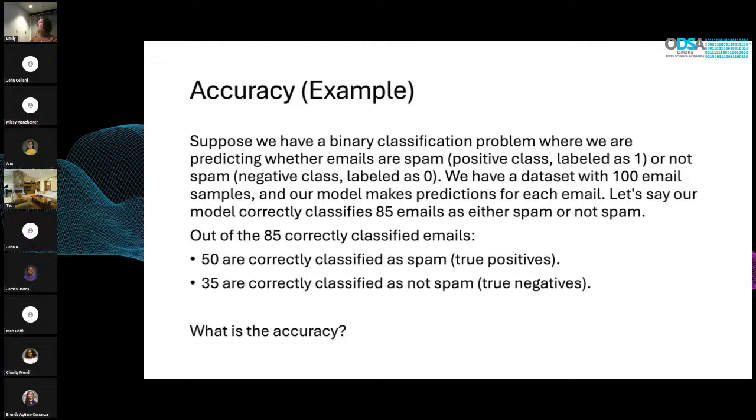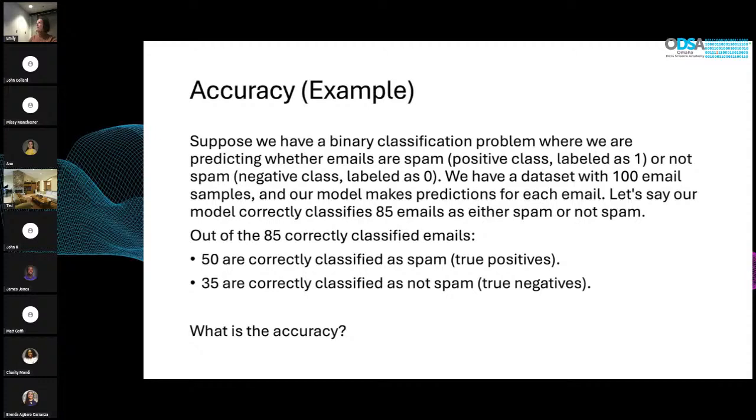Suppose we have a binary classification problem, and we want to predict whether the emails are spam, or a positive class labeled 1, or not spam, negative class labeled 0. And we have a data set with 100 email samples, and our model makes predictions for each email. Let's say the model correctly classifies 85 emails, either spam or not spam. So out of the 85 correctly classified emails, 50 are correctly classified as spam, true positives, and 35 are correctly classified as not spam, true negatives.